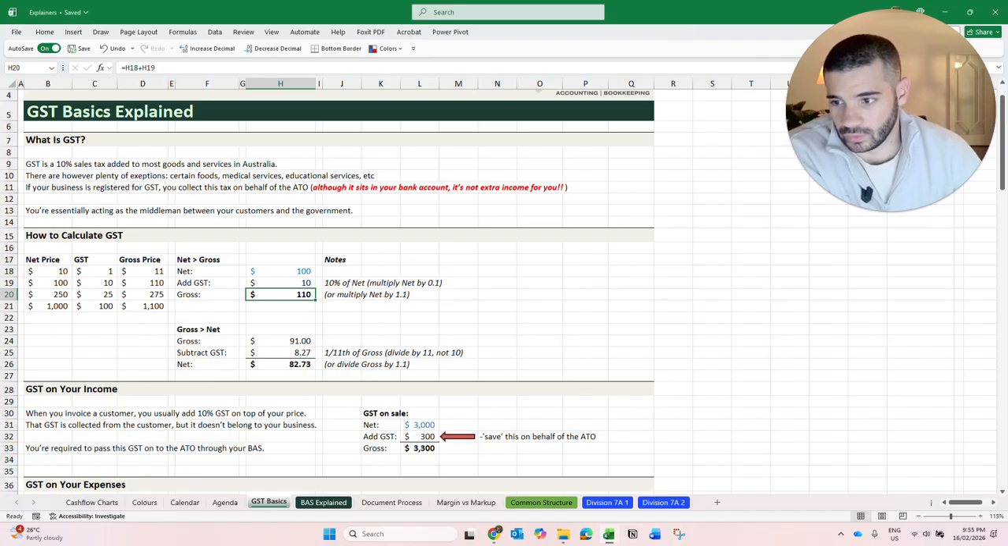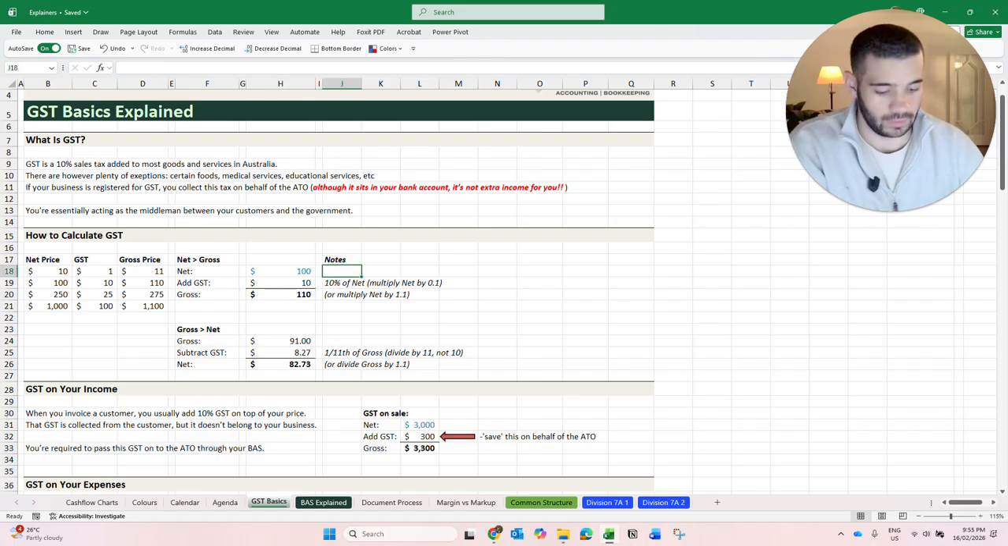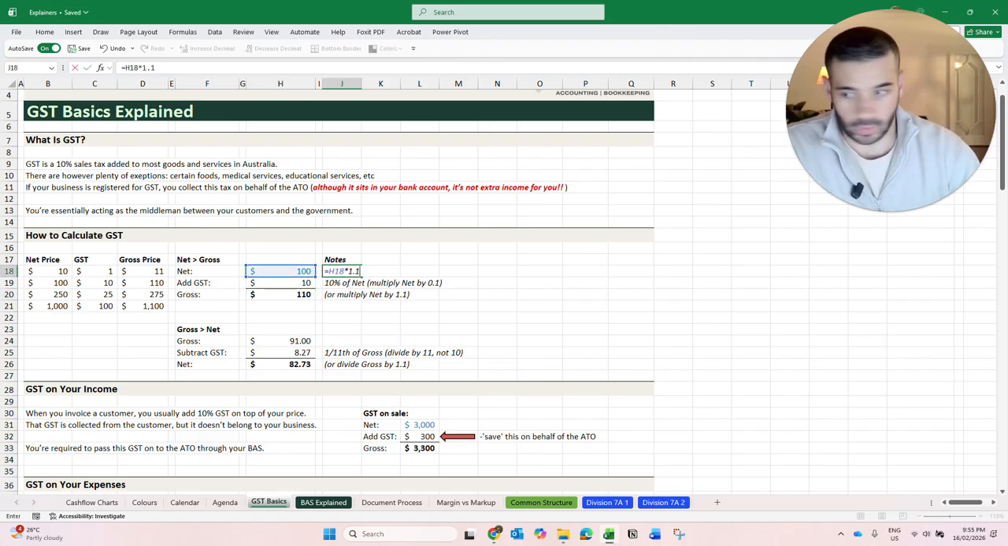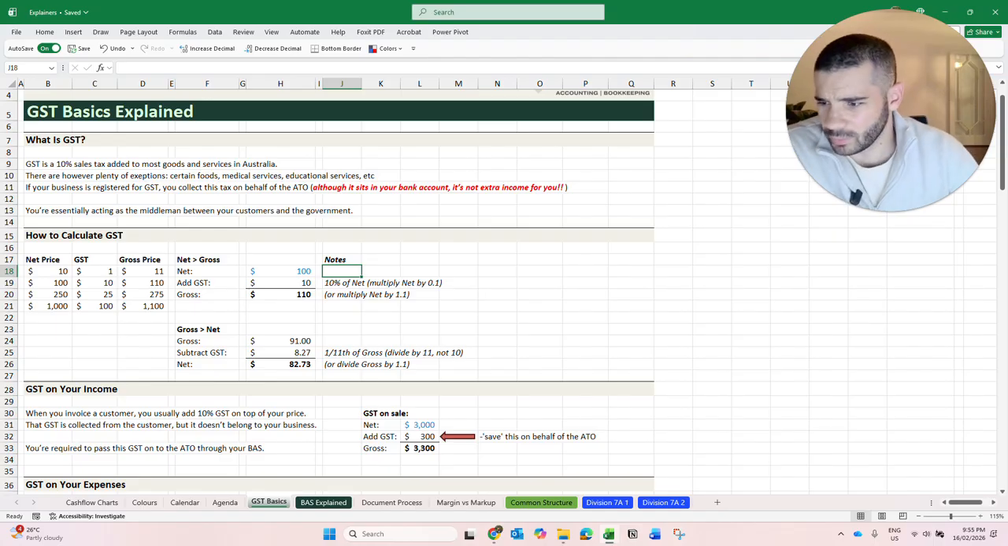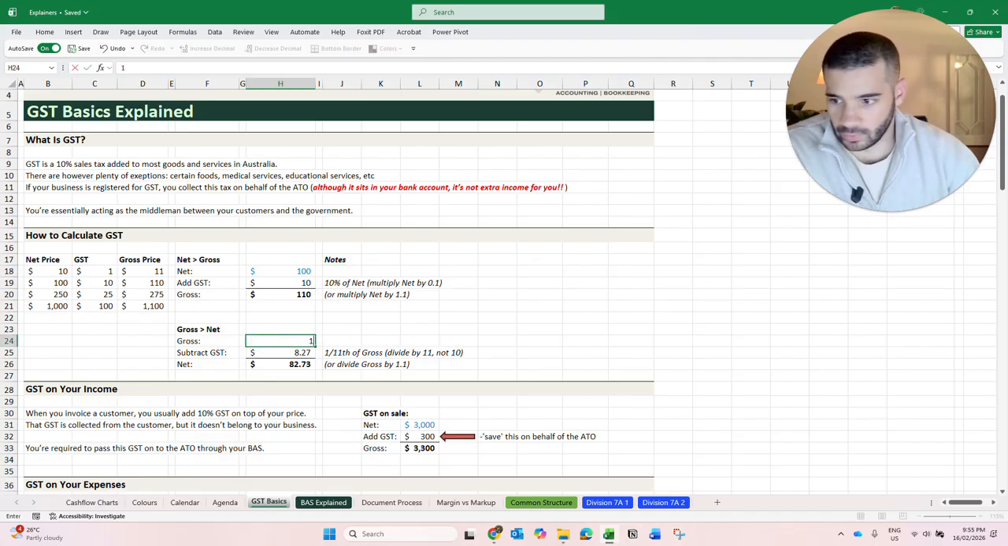So you could, if you wanted to get directly to the gross, you would multiply it by 1.1 as an example. That times 1.1 gets us to our 110. So it's the same as adding 10%. Where some people get confused is going from a gross back to a net. So we're sort of going in reverse here. For example, if we put in $100 gross, and we're working backwards, the GST is not $10, it's only $9.09, and that gets us back to the $90.91.